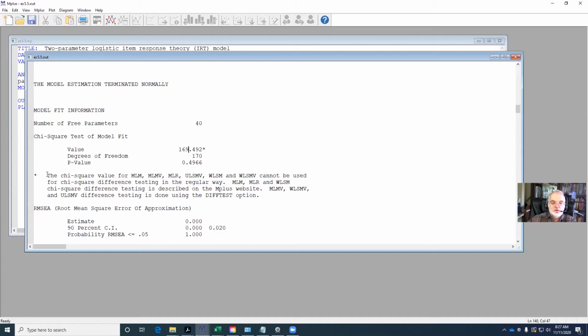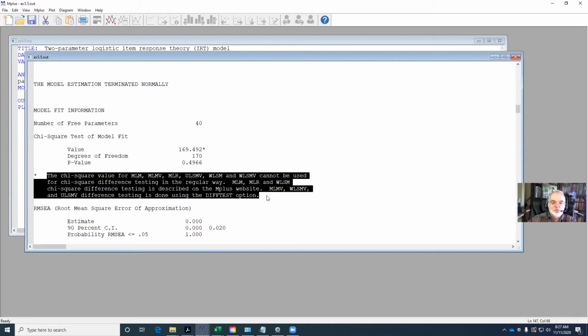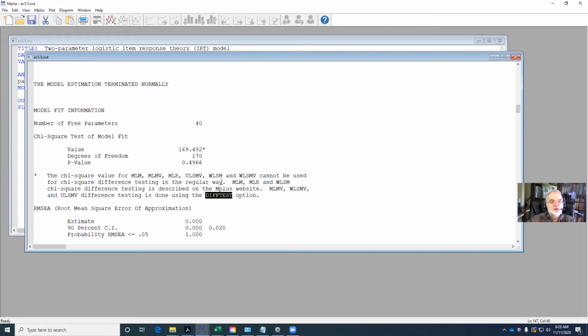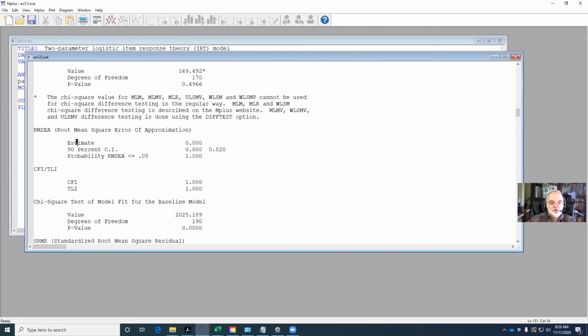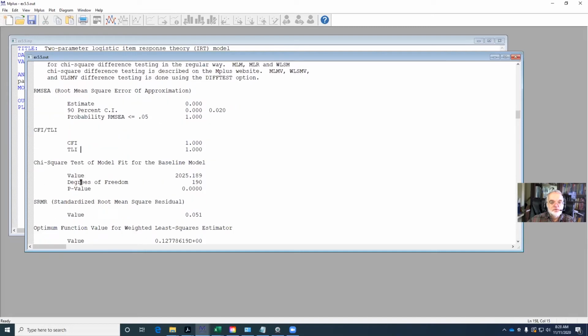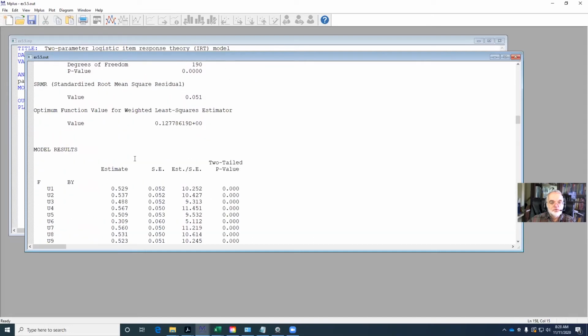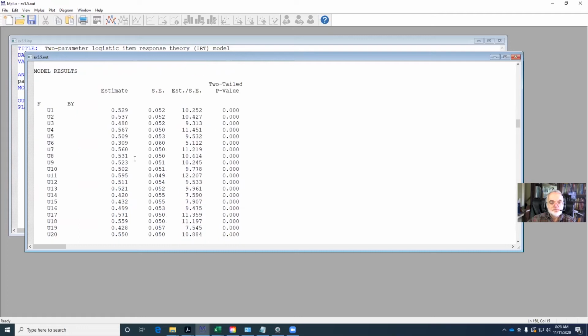And Mplus now happily gives you a little warning and says, if you want to compare this, say maybe have a model where one item doesn't contribute to the factor and zero out a loading, or say there is more than one factor underlying the data, you'll need to use the DIFFTEST option. Here's the RMSEA, the TLI. All of these are our regular standard structural equation modeling fits.